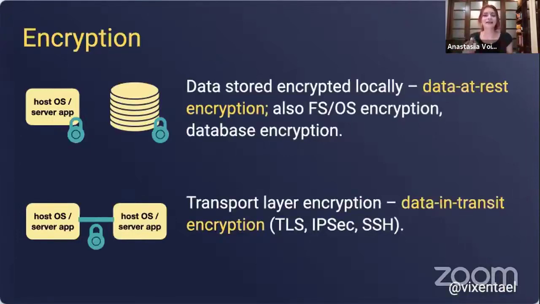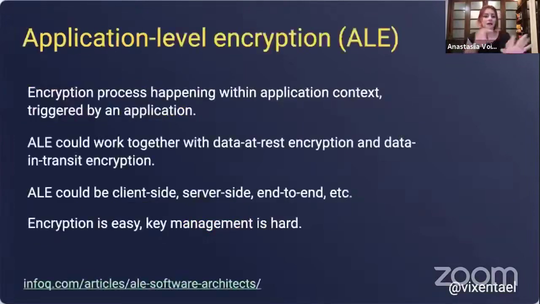When we say data at rest encryption, we mean that data is encrypted when it's stored. It could be file system encryption, operating system encryption, file-based encryption, database encryption. Modern databases have this checkbox: yes, encrypt data when it's stored. Then transport layer encryption, data in transit. Well, obviously TLS and things like that. This is not a topic for today's keynote. Today we will talk more about application level encryption.